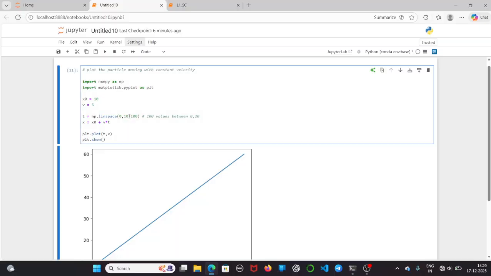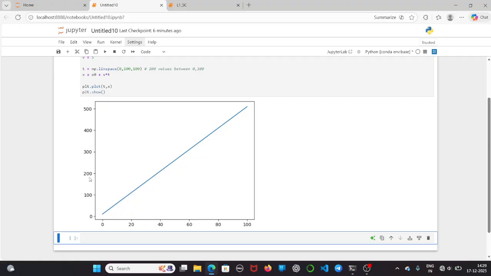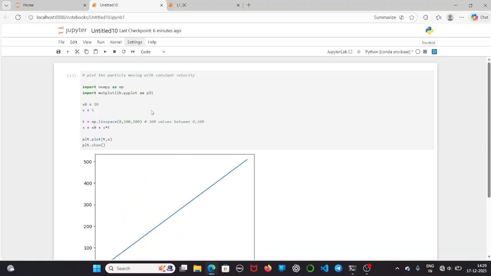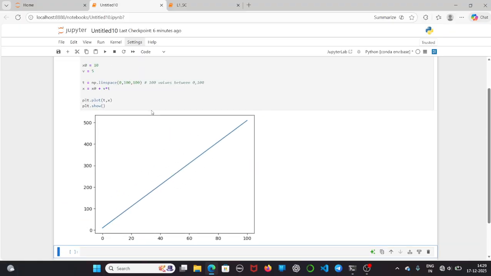And if I write over here 100, what it means is that it is going to give us 100 values between 0 and 100. And if I press shift enter, this shows us the graph of the particle moving with constant velocity between 0 and 100 seconds.